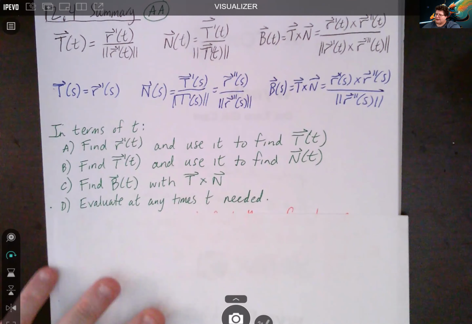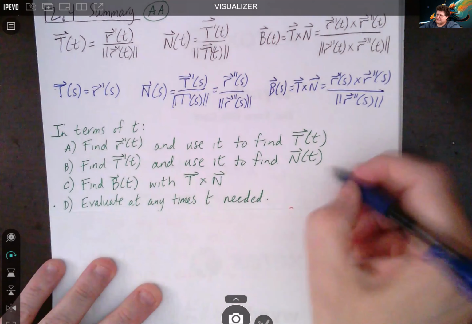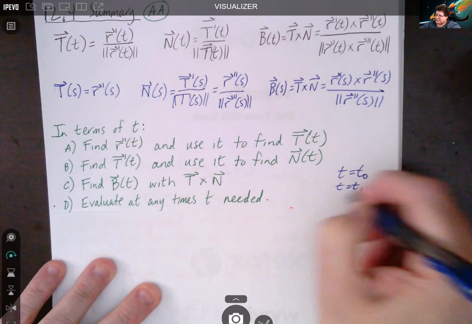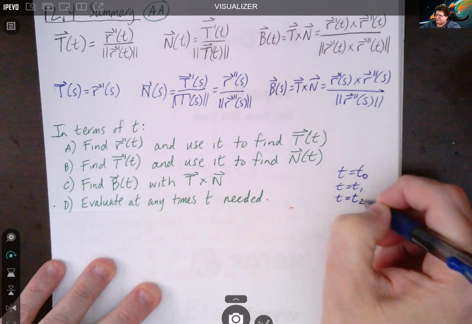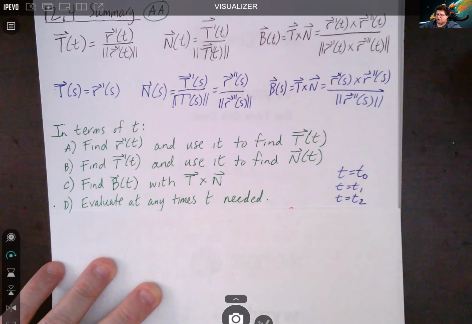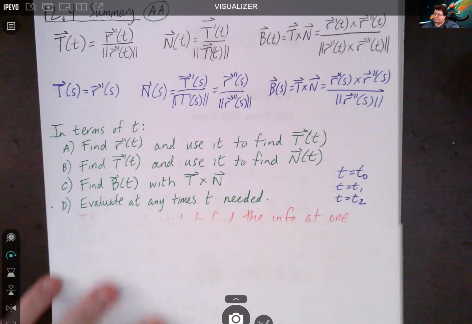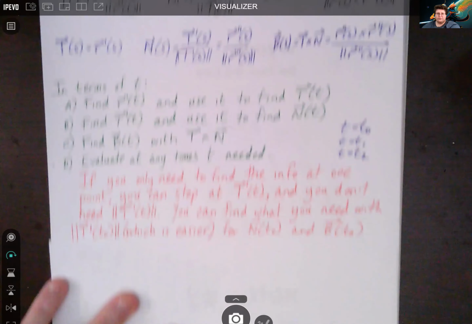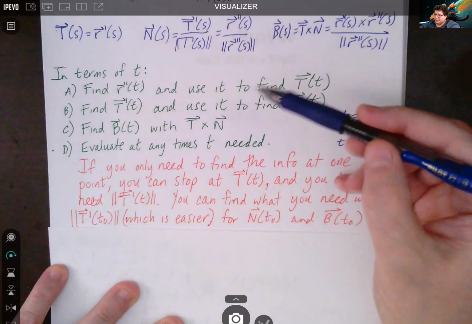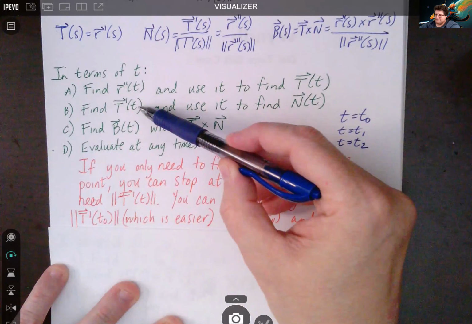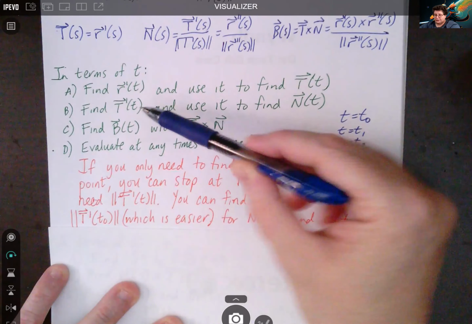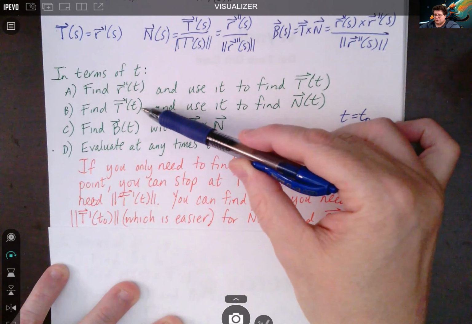Okay. Then you may have different times: t equals t0, t equals t1, t equals t2. However many you need to evaluate these at, do it off of the general form. But if you only need to find the info at one point, save yourself a lot of work. Once you find the derivative of the tangent vector, you do not need to find the normal vector for it. You do not need to make a unit vector.